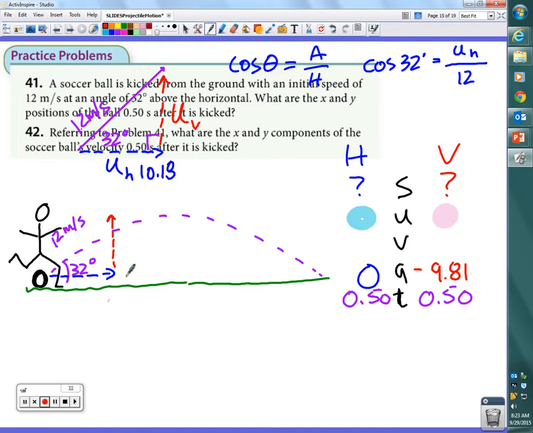So in this case here, I would go with sine. Sine is opposite over hypotenuse, right? That's how we relate the two sides of the triangle. Opposite and hypotenuse is through sine. So sine of 32 equals u sub v over 12.